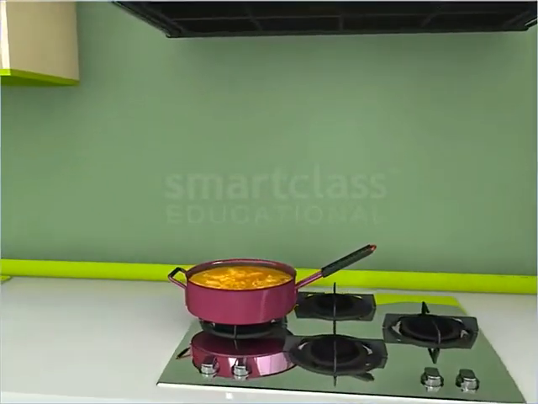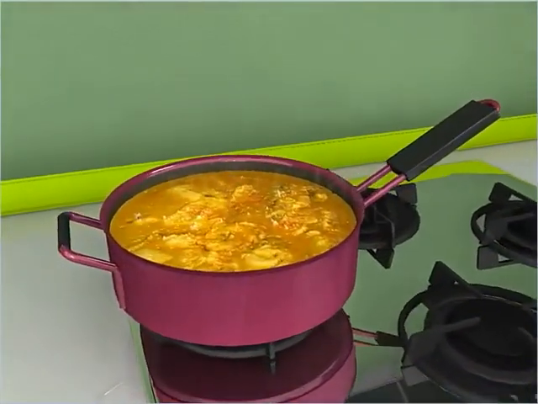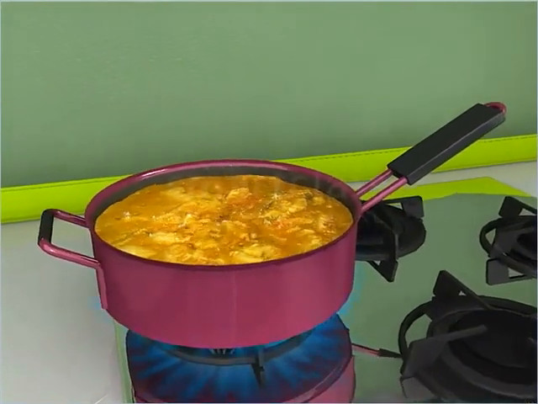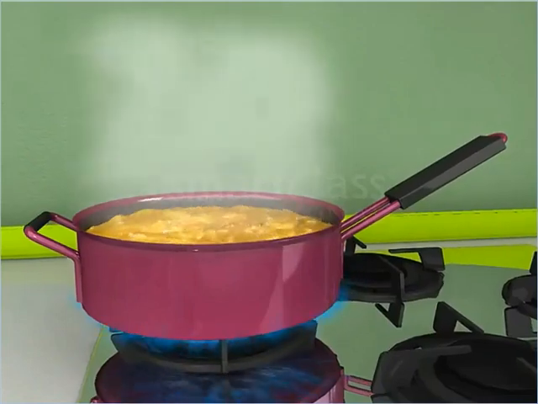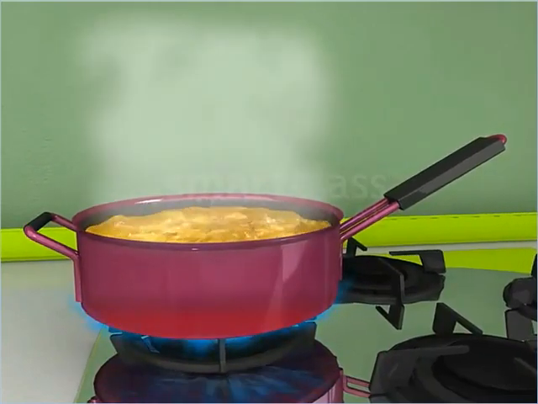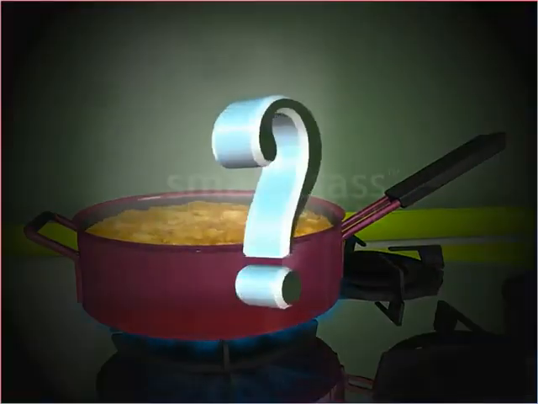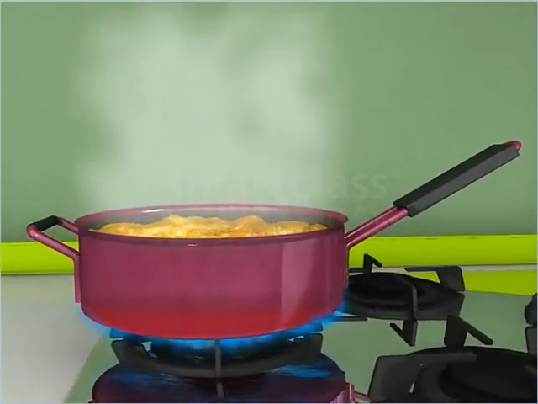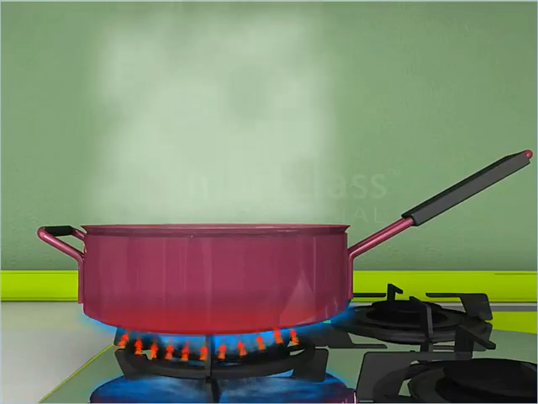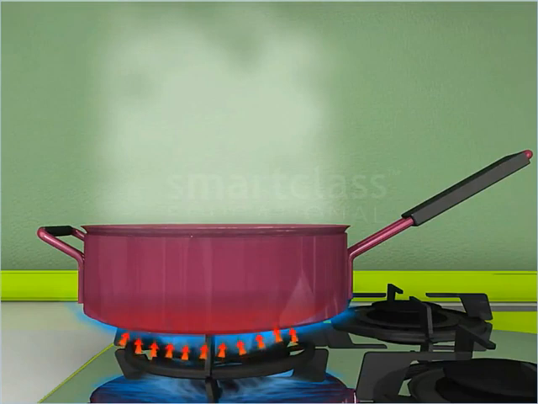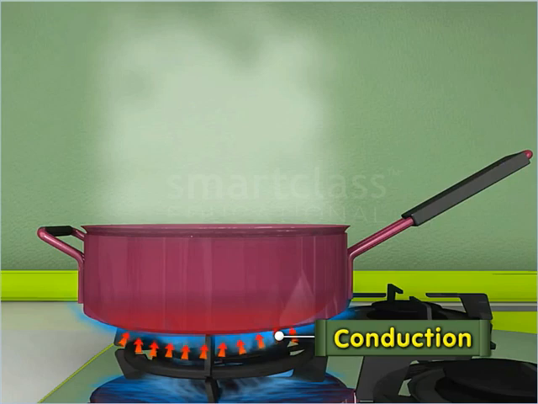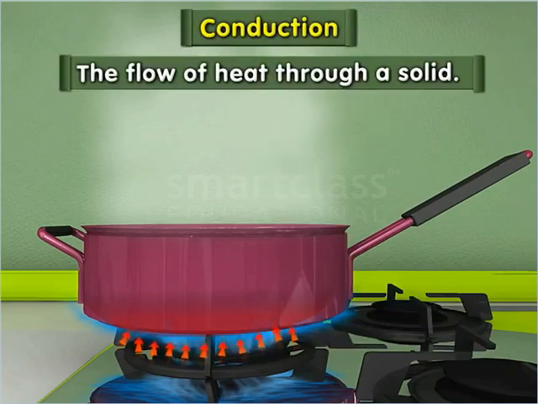Bet you have seen food being cooked in a pan. When a pan is placed over a burner, the contents of the pan become hot. Why? This is because heat flows or gets transferred from the burner to the pan. The flow of heat through a solid is known as conduction. Let us try to understand conduction with the help of a simple activity.